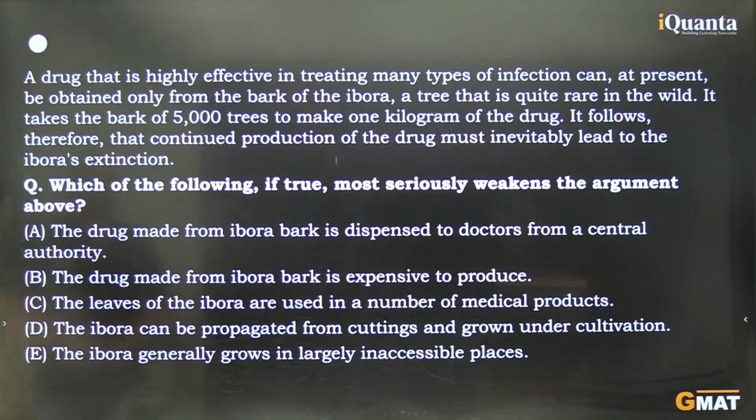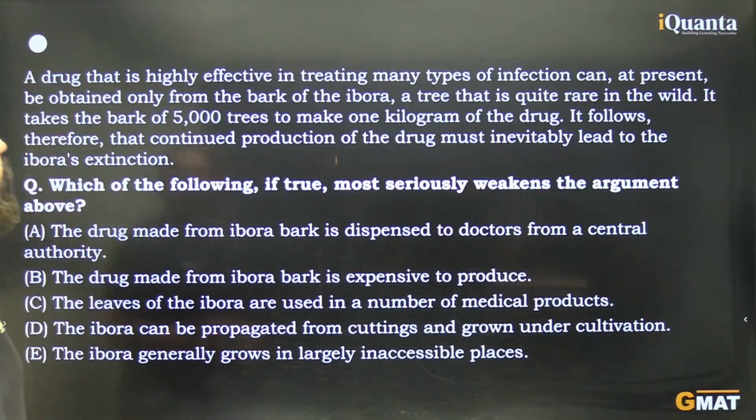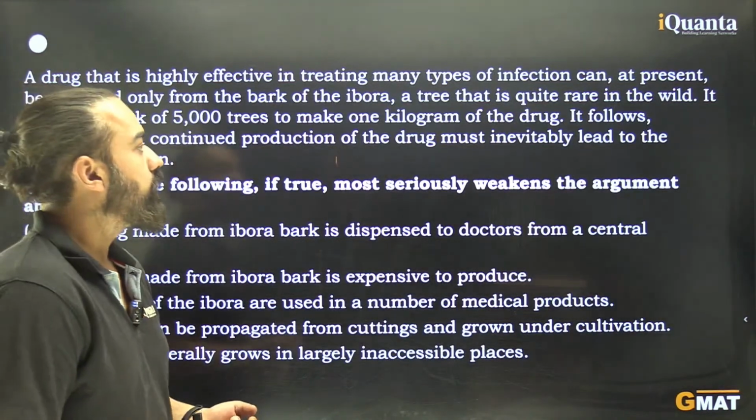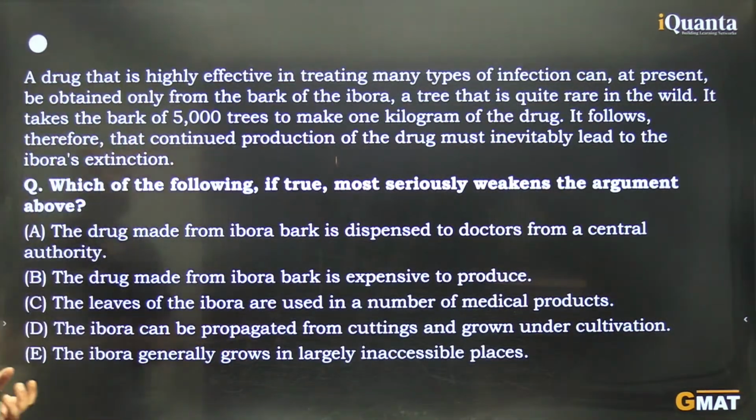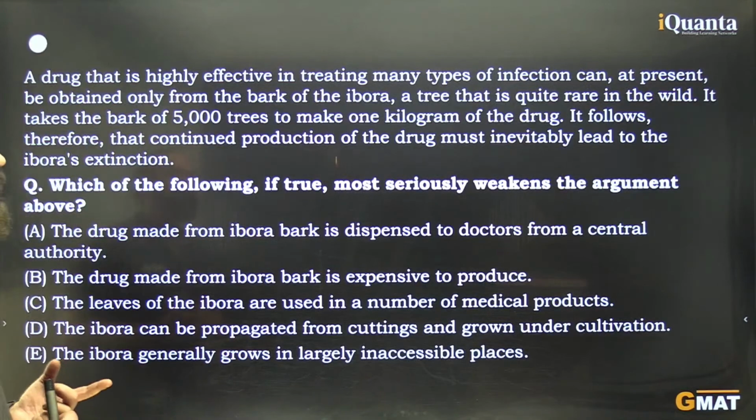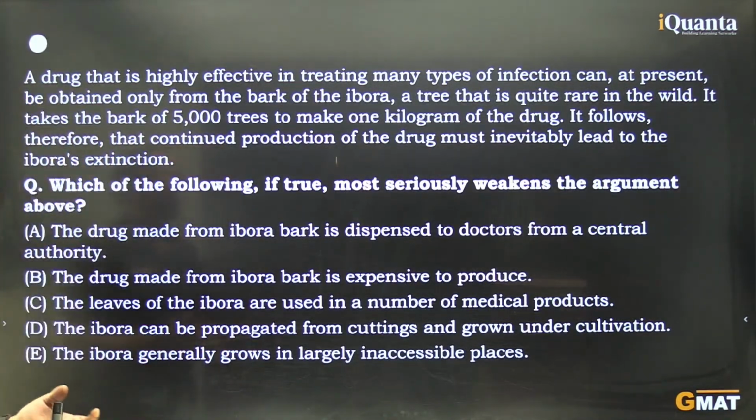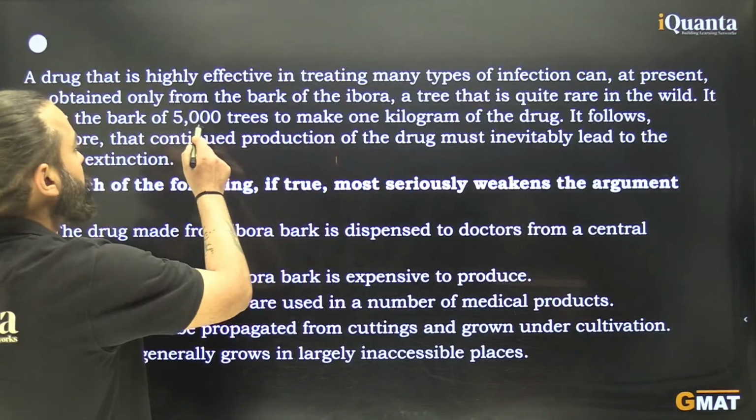Okay, a drug that is highly effective in treating many types of infection can at present be obtained only from the bark of the ibora, a tree that is quite rare in the wild. It takes the bark of 5,000 trees to make 1 kilogram of the drug. It follows therefore that continued production of the drug must inevitably lead to the ibora's extinction. What we're saying is, it's a very rare tree, and for 1 kilogram of the drug we need 5,000 trees.